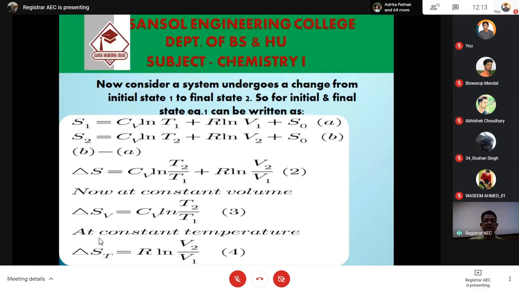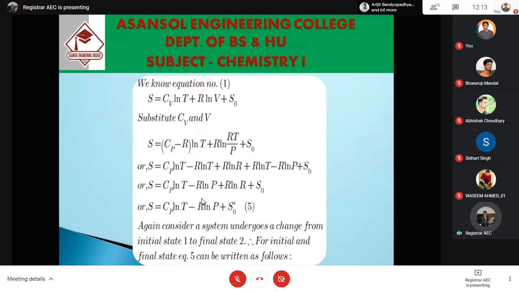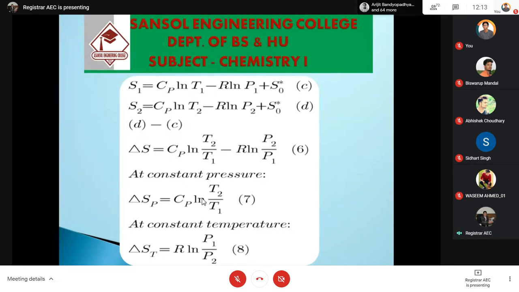So Cv ln T2 by T1, we can convert into Cp also, because we have the relationship Cp minus Cv is equal to R, so Cp is equal to R plus Cv. In this way, ultimately we have got the relationship in the form of Cp. I am not showing the detailed derivation, that is not required. Only the expression: del S is equal to Cp ln T2 by T1 minus R ln P2 by P1.